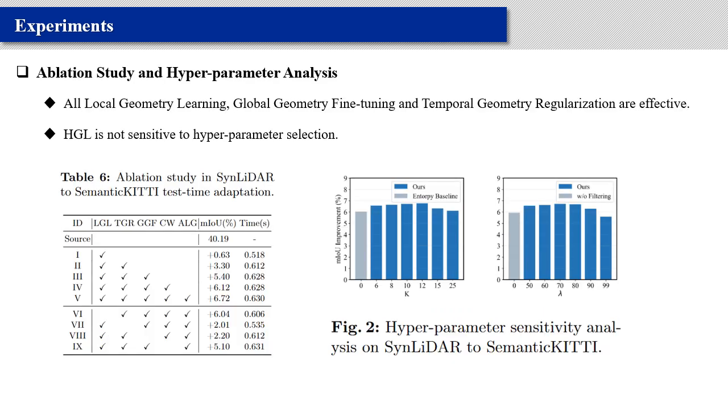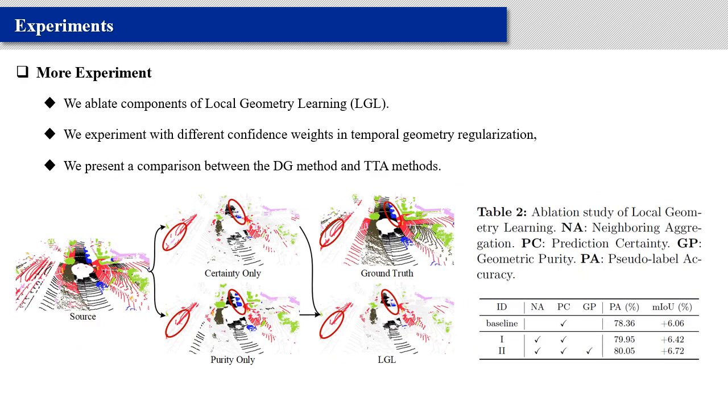To examine the contribution of different components within HGL, we have conducted extensive ablation studies. Results show that all modules are effective. Additional hyperparameter analysis shows that our HGL is not sensitive to hyperparameter selection. We also conducted numerous additional meaningful experiments, and further details can be found in our paper.